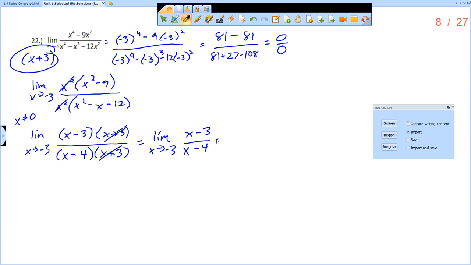And so I'm going to plug in negative 3. So negative 3 minus negative 3 is negative 6 over negative 3 minus 4 is negative 7. So I get 6/7.